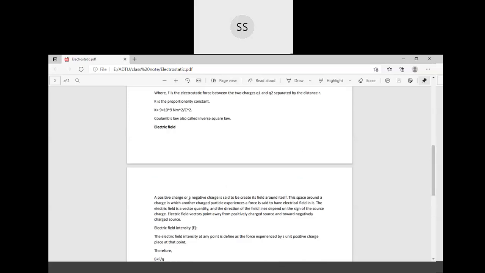A positive charge or a negative charge is said to create its field around itself. The space around a charge in which another charged particle experiences a force is said to have an electric field in it. If it is attracted or repelled, that means the force is present, and the charge is in another charge's electric field area. The electric field is a vector quantity. Vector quantity means the electric field has magnitude as well as direction.